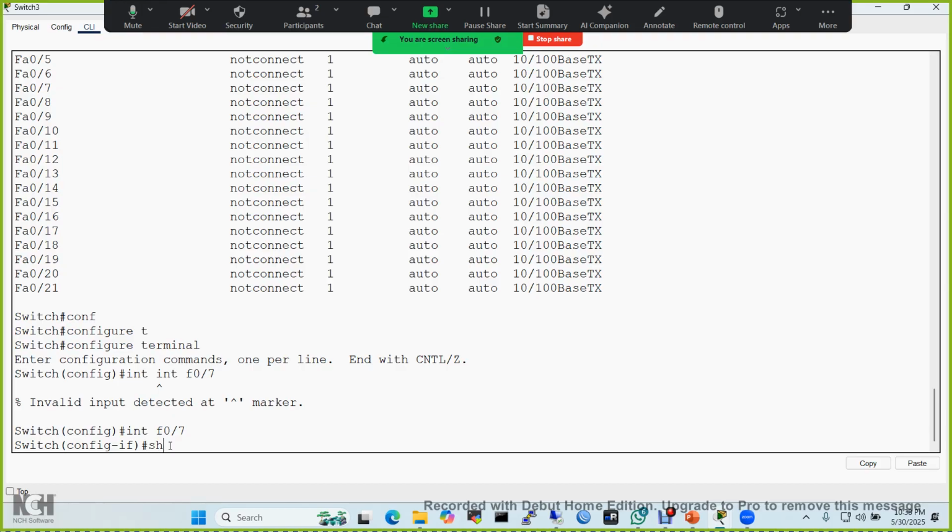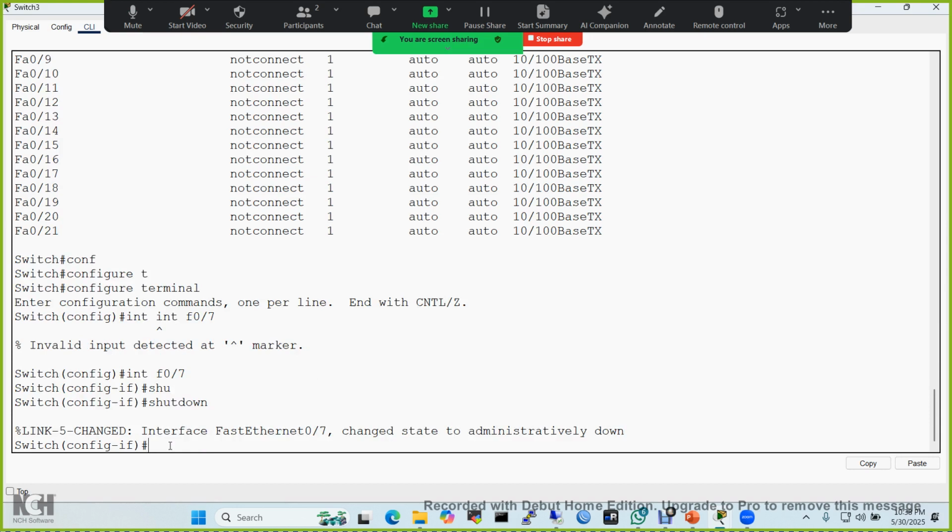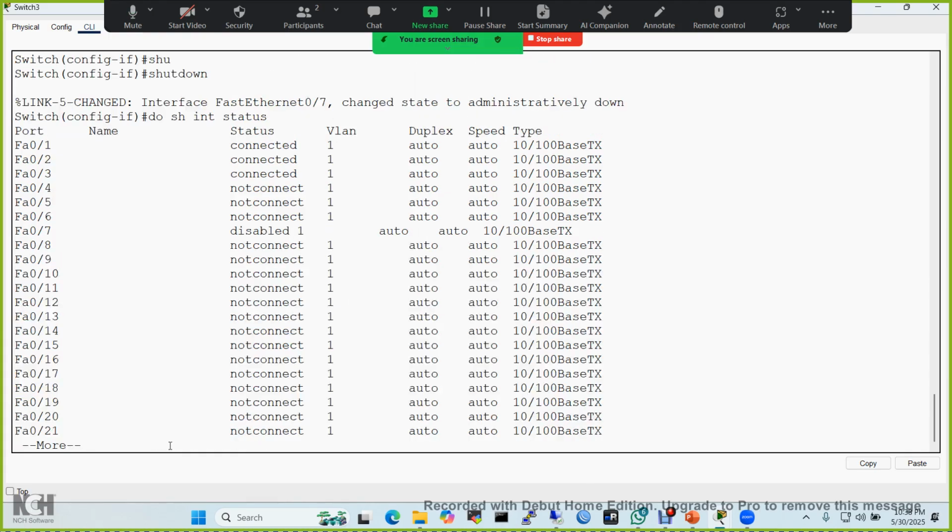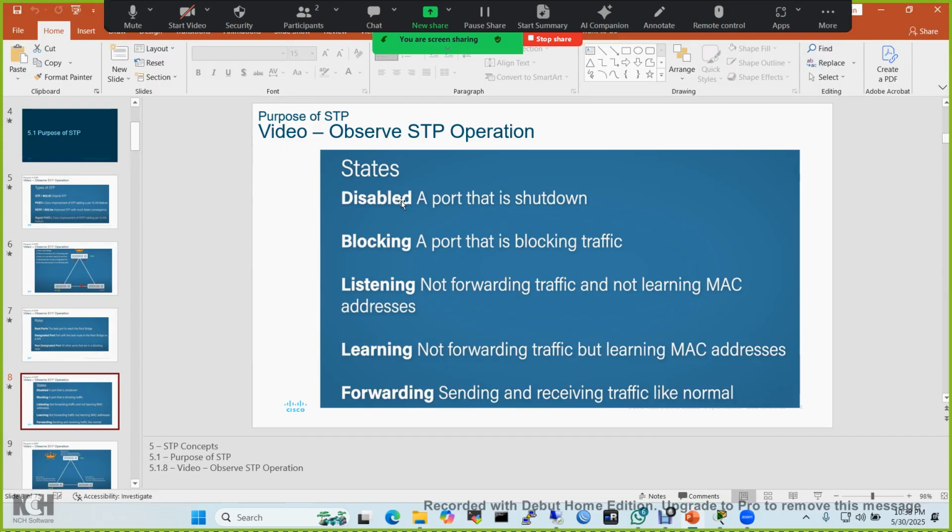For making it shut down, what is the command? Shutdown. Now I am checking the port status. Do show interface status. For which port have I made it shut down? 7. What is the status? Disabled. Disabled means the port is manually shut down. A port that is shut down is in disabled status. We are clear for one status.